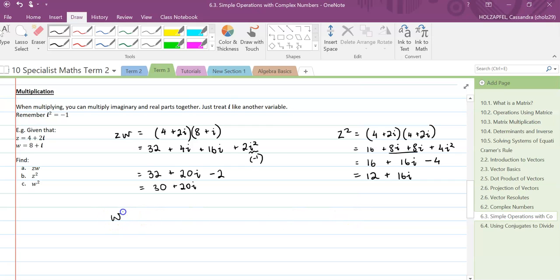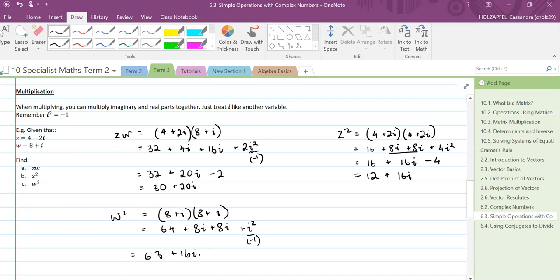Last one now, let's do w squared. So that's going to be equal to 8 plus i multiplied by 8 plus i. So again, using my distributive law, we're going to get 64 plus 8i plus 8i plus i squared. We know that this is going to be equal to negative 1. So then we're going to end up with 63 plus 16i.